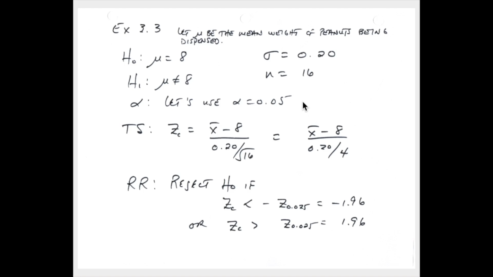Now, what does a type 1 error represent in the context of this problem? What that represents is shutting down the machine unnecessarily. In other words, concluding that the mean weight of peanuts being dispensed is not 8 ounces when in fact it is. And if we conclude that mu is not equal to 8, remember what we said, we were going to shut down the machine and recalibrate it. And so a type 1 error would be rejecting the null hypothesis, concluding that mu is not equal to 8, and therefore shutting down the machine and recalibrating it when in fact we didn't need to because the mean was 8.